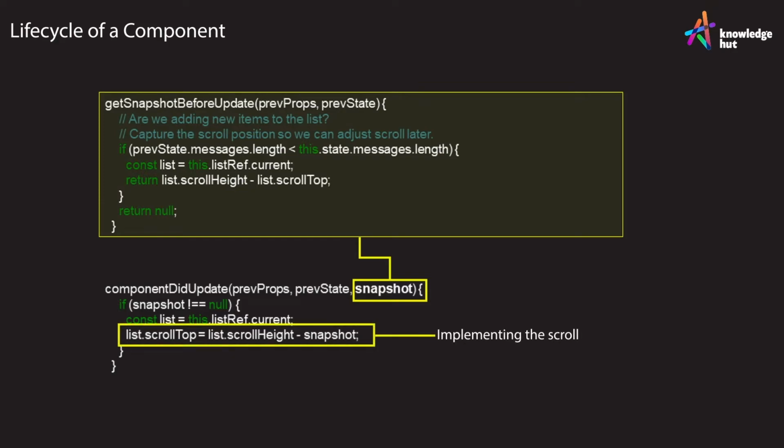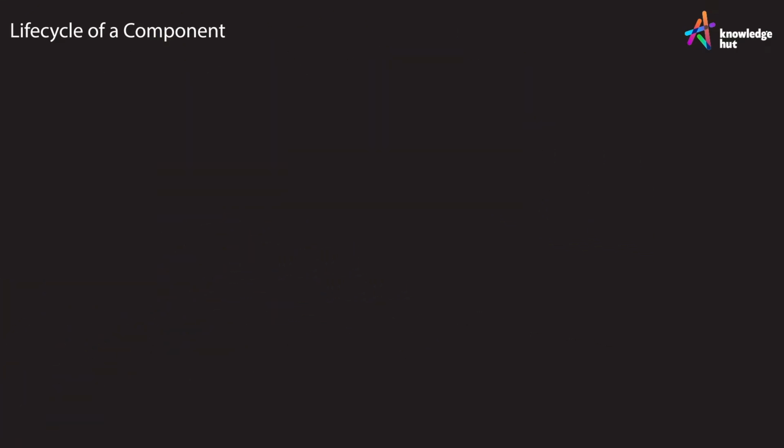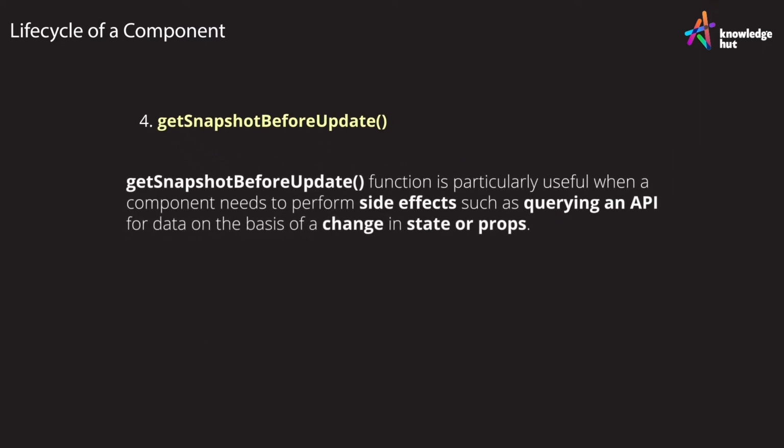This then actually scrolls the chat surface as per the value received in the snapshot variable. So as we have just observed, we are now at a point where the component has just been updated. Right at this point, we get the componentDidUpdate lifecycle method. This function is particularly useful when a component needs to decide if it needs to perform side effects such as querying an API for more data on the basis of change in state or props.